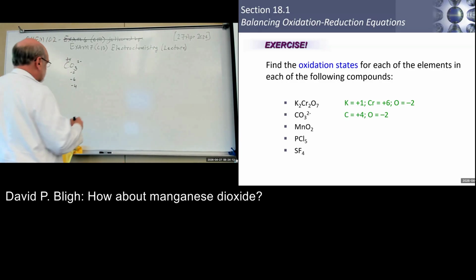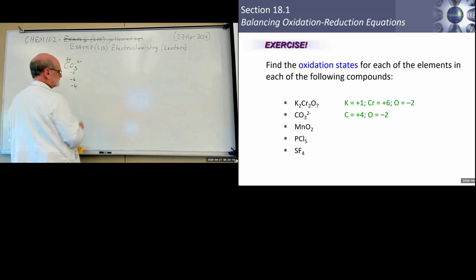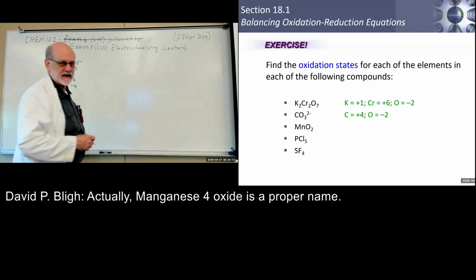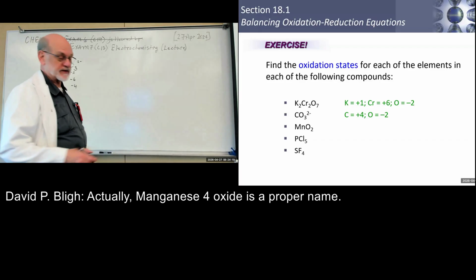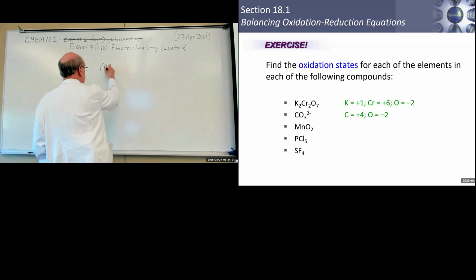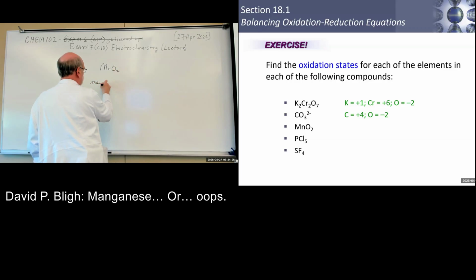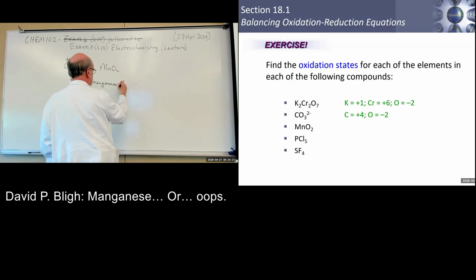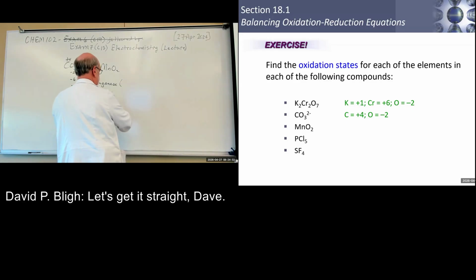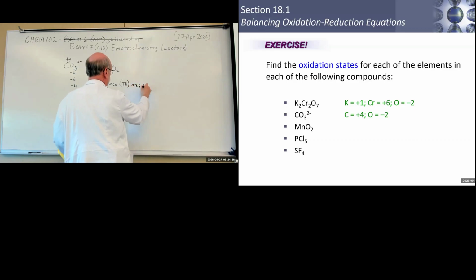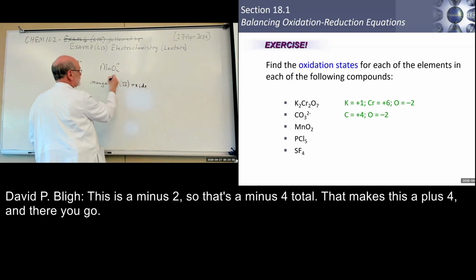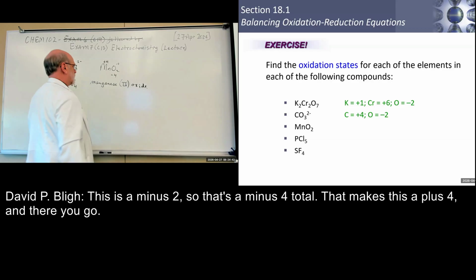How about manganese dioxide? Actually, manganese(IV) oxide is a proper name. Right? Manganese(IV). Oops. Let's get it straight, Dave. Oxide. This is a -2, so that's a -4 total. That makes this a +4. And there you go.